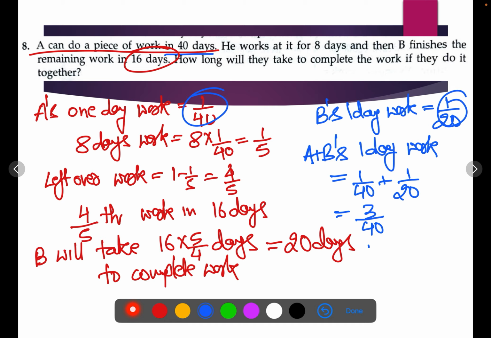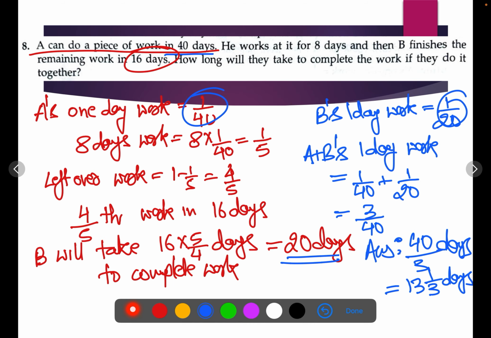So what would be my final answer? Together they will take 40 upon 3 days. Converting, this is 13 1 by 3 days. I hope the question is clear. A's completion is already given. A can do a piece of work in 40 days is already given. I found for B and then applied the same rule.